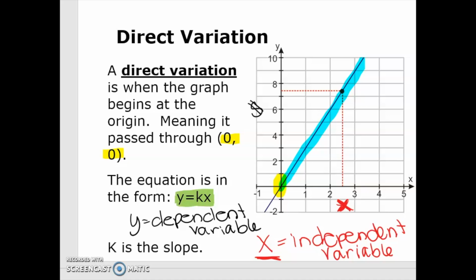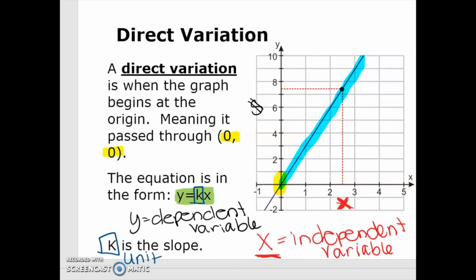Then we've got this number k. K is the slope. Slope is also the unit rate. How much does one ticket cost? How much are we moving up per amount? Okay, so we're going to look at some graphs and we're going to say, are they direct variations, or are they not direct variations?